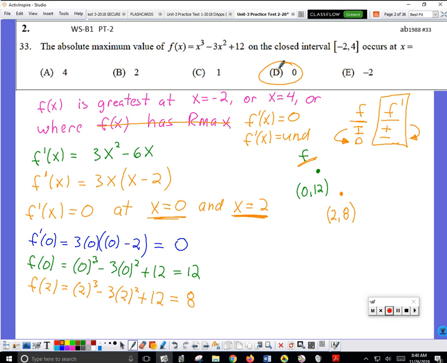There we go. The theorem says f is going to be greatest at x equal -2, x equal 4, or where f prime has a value 0. So we've checked where f prime is 0, but we didn't check the start point and the end point. Yeah. How many knew it? 2 points, 3 for Maya.